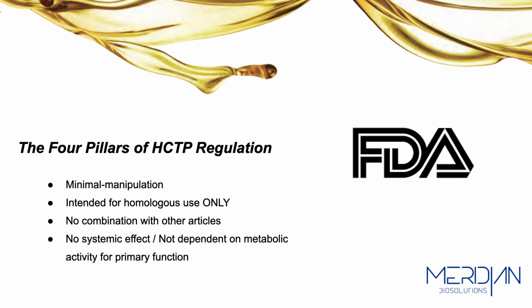The third, you cannot combine your tissue with other tissues, okay? Outside of adding various crystalloids or cryopreservation compounds or components that enhance sterilization. Okay, those generally are going to be okay, but you cannot take a structural tissue and then add some cells to it and call it a new product. That's outside the bounds of what will allow you to get that 361 designation. And then finally, your product cannot have a systemic effect, and you cannot rely on the metabolic activity for its primary function. Okay? So that's a big one.